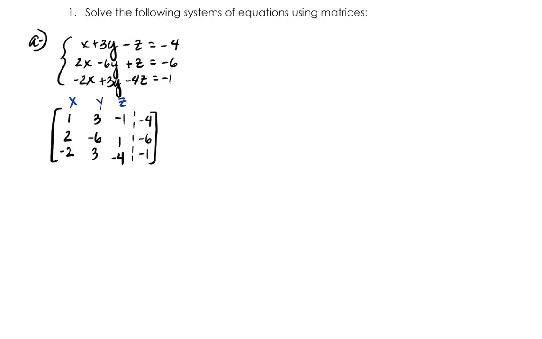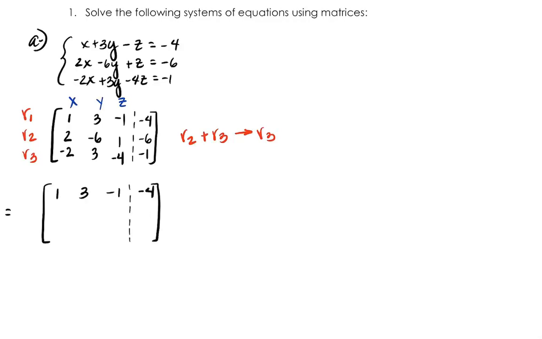We are going to name this row 1, row 2, and row 3. Our goal is to make these values 0, so we can solve for x, y, and z. So we are going to start transforming our rows. We are going to add row 2 plus row 3, and this will give us a new row 3. Row 1 will stay the same. Row 2 will stay the same as well.